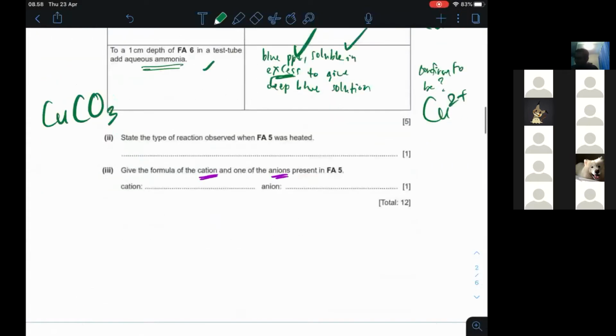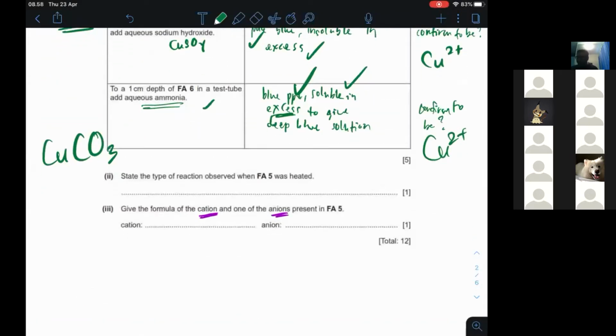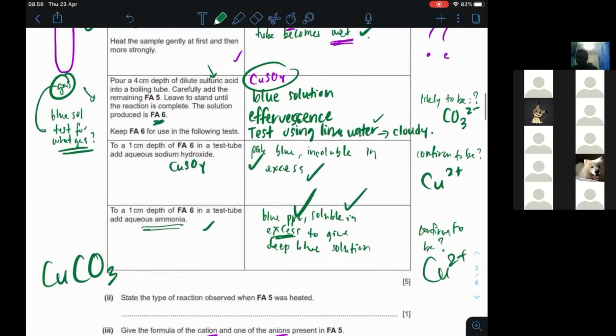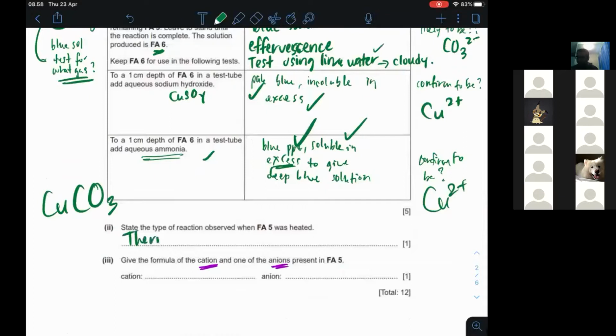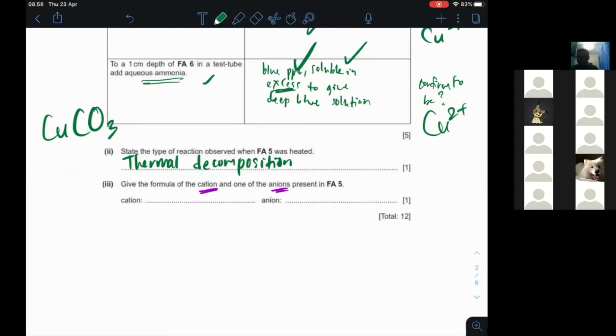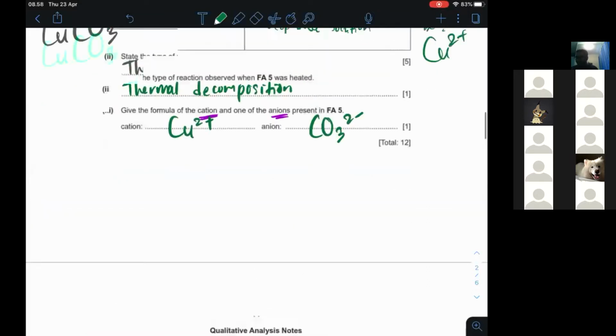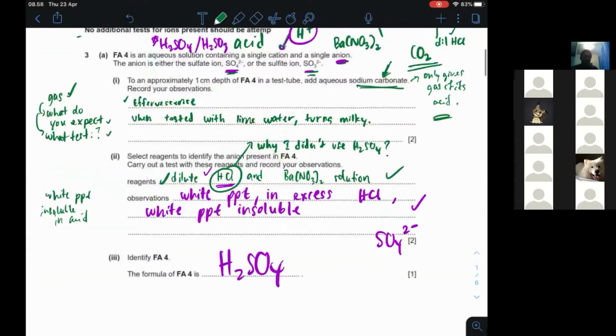Further here, state the type of reaction observed when Fa5 was heated. This one is going to be what we call thermal decomposition. And give the formula. Let's not waste more time. The cation is copper 2+, and then the anion is going to be CO3 2-. That's it. Is that clear, everyone?